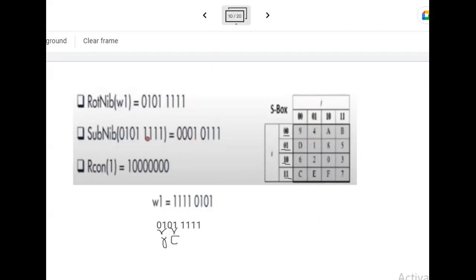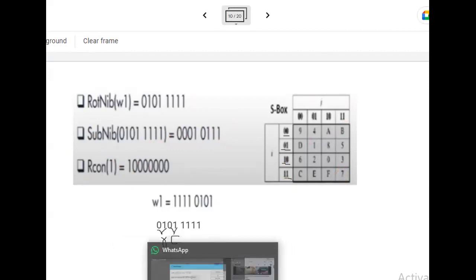In a similar way, we have to do substitution for 1111. So 11 and 11. The value we are getting is 7. So we will be substituting the value 7 for this nibble. So this is nothing but the substitute nibble operation. I hope the substitution operation is clear to you. And then the round constant is defined by the algorithm which we will be using.